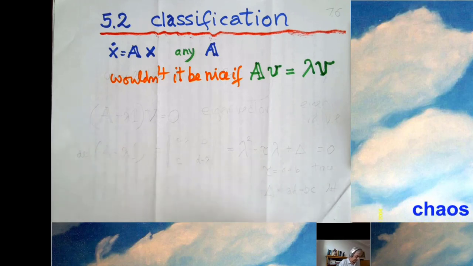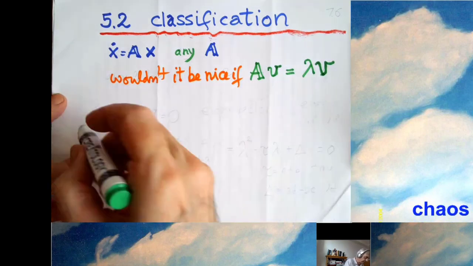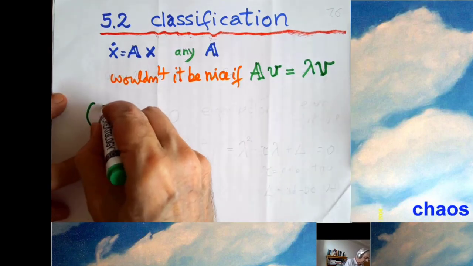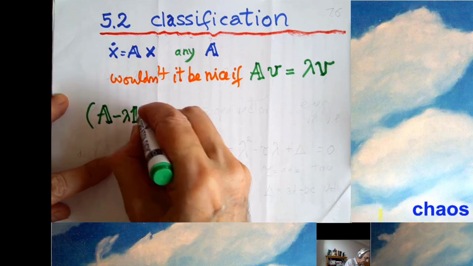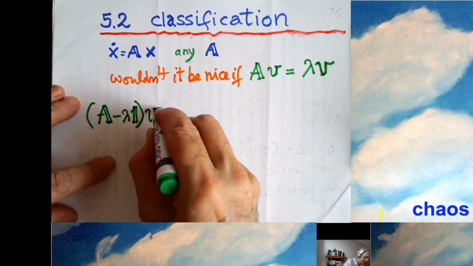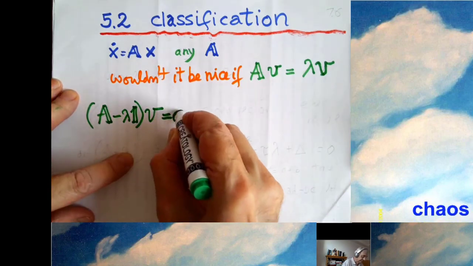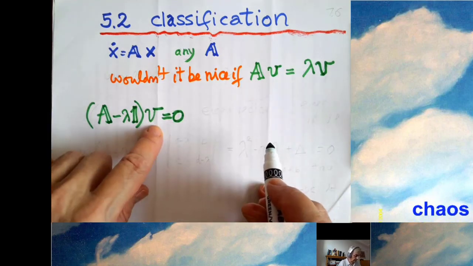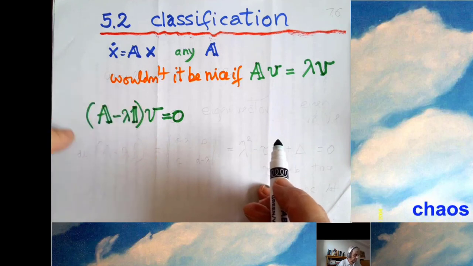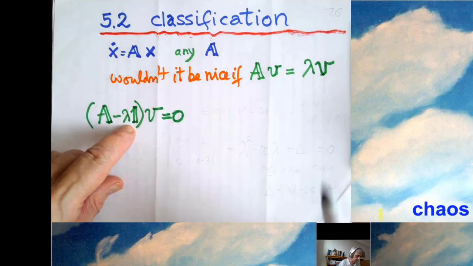One can rewrite this equation by putting lambda on the left-hand side, and you can write A minus that number times the identity matrix, multiplying V, equals zero. Now that's a kind of strange thing. There is a whole matrix, lots of numbers in here. I don't know what lambda is, but there should be some special value of lambda for which this happens.